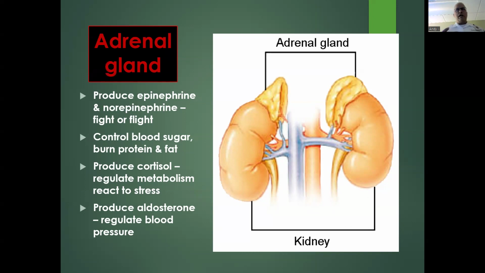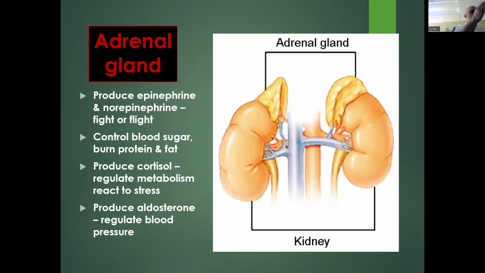The adrenal glands, just how they sound, adrenaline, right? This is where they produce that norepinephrine and epinephrine. They also control blood sugar and burn protein and fat in the adrenal glands, and controlling all of that. It also produces cortisol, which regulates metabolism and as a reaction to stress, and then produces aldosterone to regulate that blood pressure.